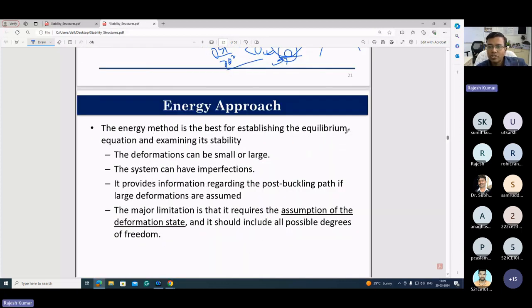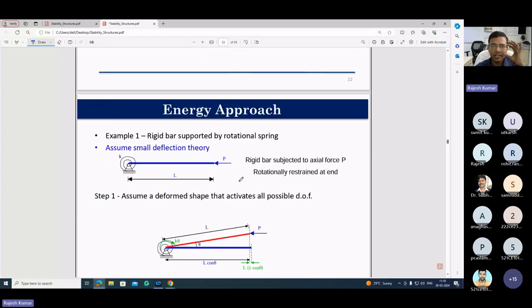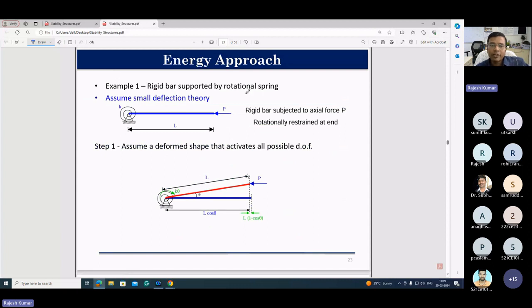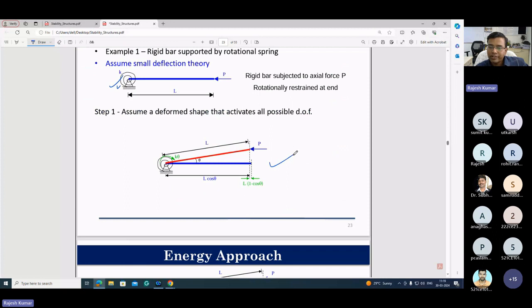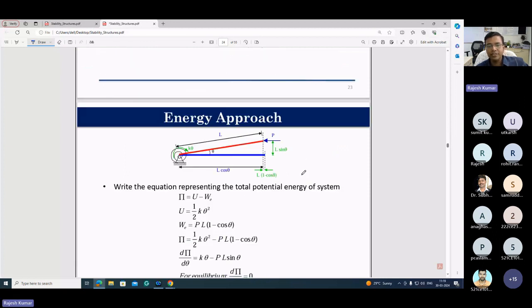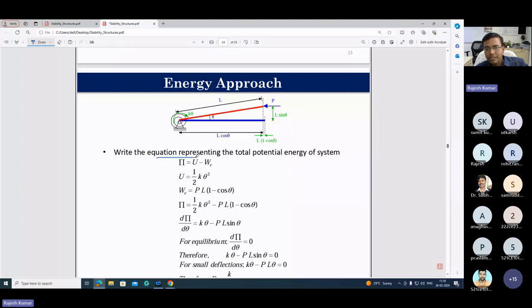The energy method is the best for establishing the equilibrium equation and examining its stability. You can see these examples. A rigid bar supported by a rotational spring. You have written the deformed state. And please find the energy. Write the equation representing the total potential energy of the system.